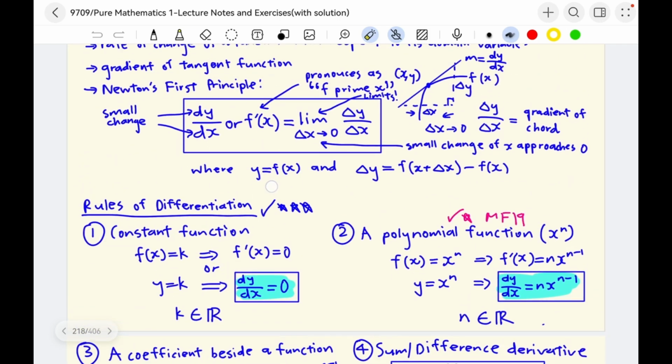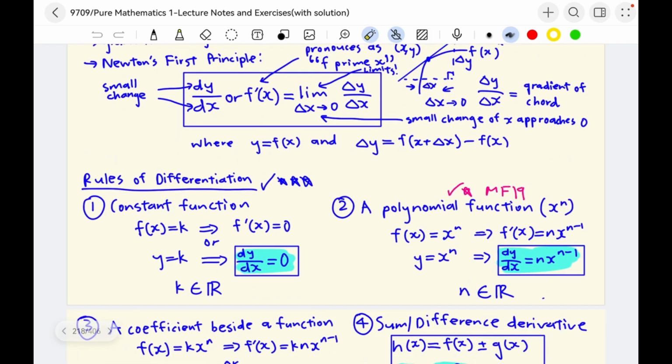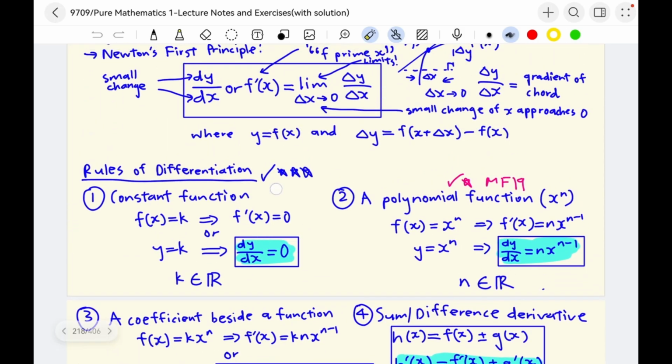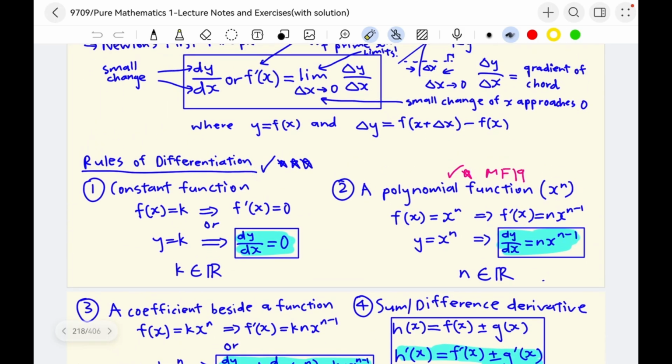So now let's proceed to the important parts. This is our actual topic in A levels, or in AS level, rules of differentiation. Okay, this is very essential for each of these functions. So in your AS syllabus, you will learn about differentiation and even integration in algebra only. In other words, you will learn the derivatives of the polynomial functions only.